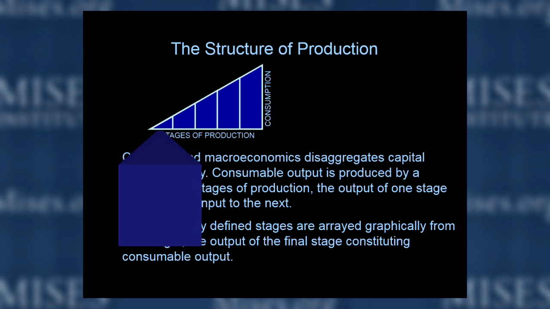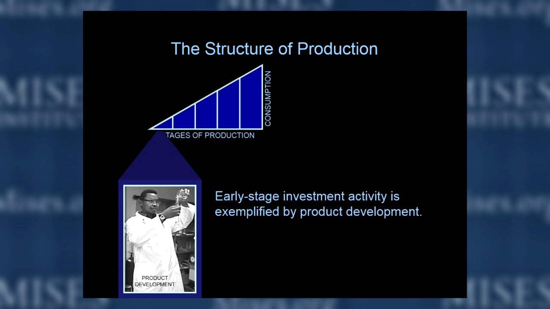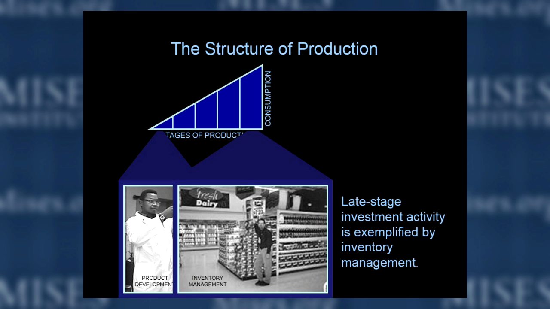Okay, let me get my story going here. There's early stage investment activity, exemplified by product development. Looks like he's doing a pretty good job there. And late stage investment activity is exemplified by inventory management. He just needs some customers, all right? He's short on that. Now, look at that triangle. It looks awfully simple.